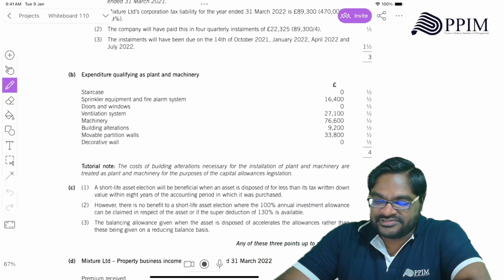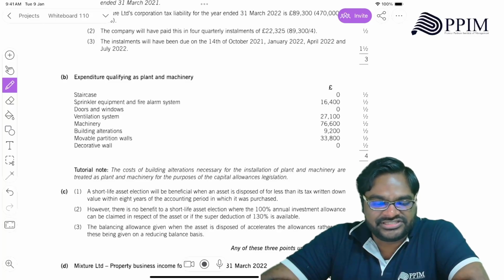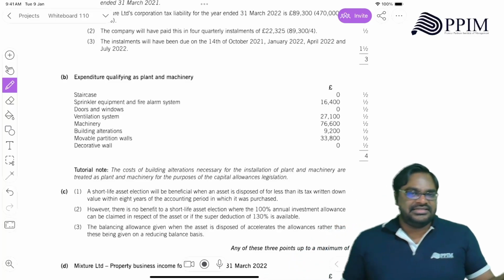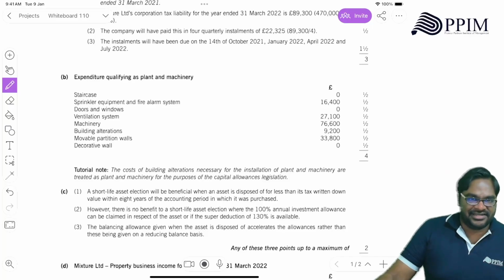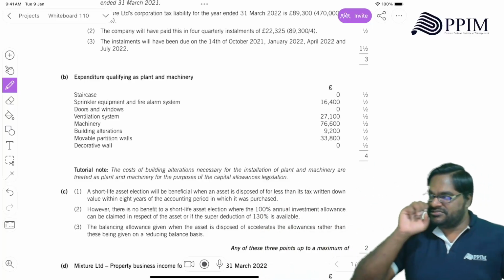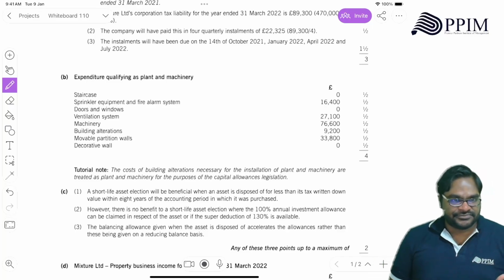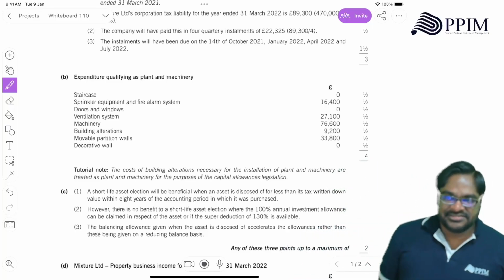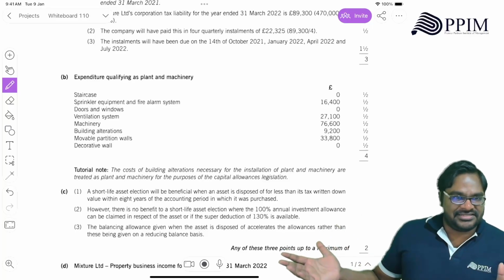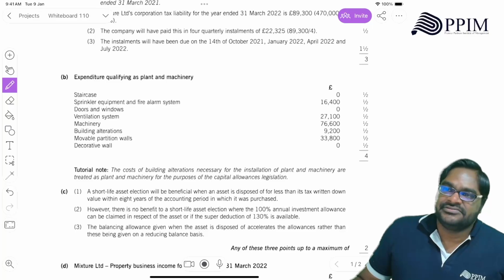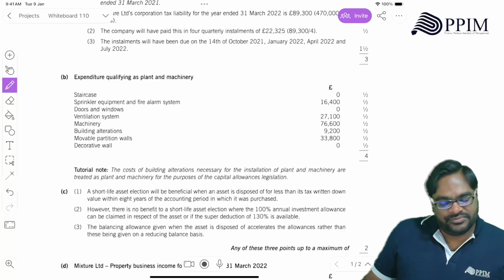So I prefer to use something like this. Each asset separately. So staircase, it doesn't come under plant and machinery, right? That is structures and buildings. So we don't take that. Zero. Sprinkler equipment and fire alarm systems, yes. That is a separate asset. So that comes under plant and machinery. That's equipment. We don't say it's qualified, we just say the amount is allowed.